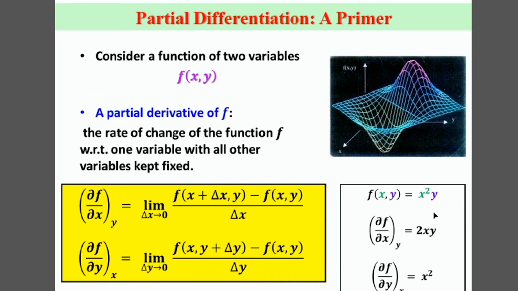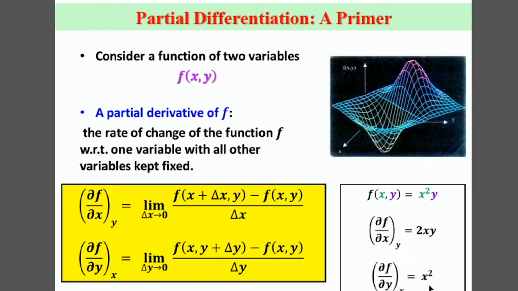So if I have something like this, have a look at this. I have a function of x and y, x squared y. Then what does the differential of f with respect to x, y constant, become? Do you differentiate with this? So it becomes 2xy. Now, if I have this function differentiated with respect to y, then what do I get? There is y here, so it becomes x squared, right? So this is the partial differential, how you represent it.